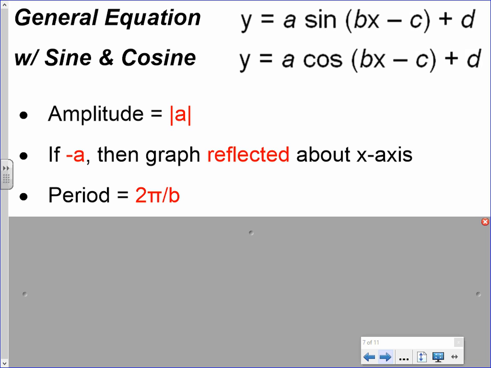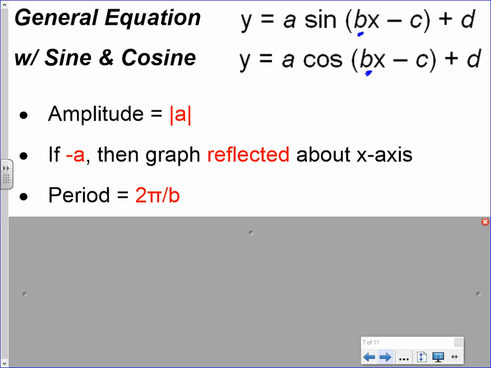Now, C and D affect our graph how? Someone besides Caleb, who's answered all the rest. Thank you. Left or right shifts, right? Now, for sure, D is our vertical shift, up and down. That C inside is going to affect our graph horizontally, but that B is also affecting it.